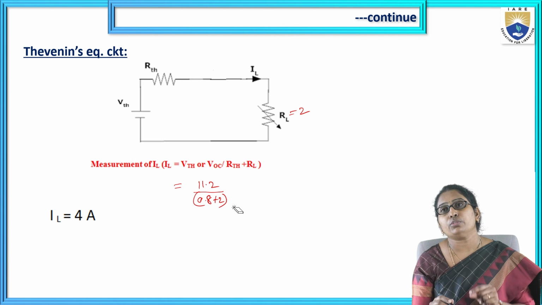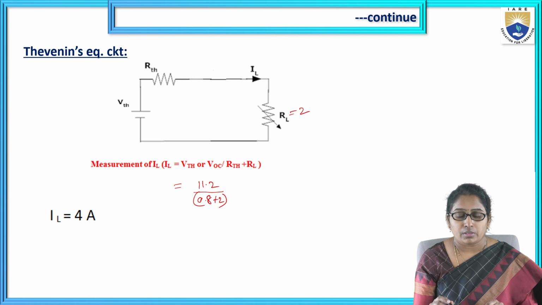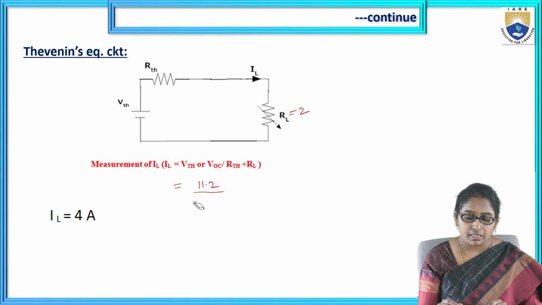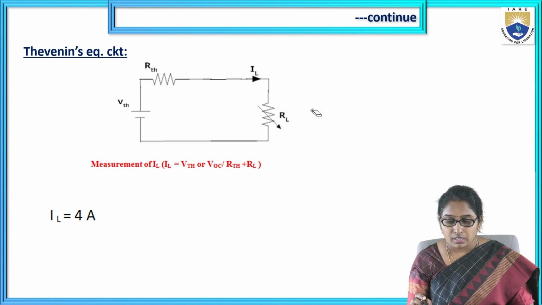The current flowing in the 2 ohm resistor, calculated using Thevenin's theorem, is given by 4 amperes. So that is the answer for the given problem.